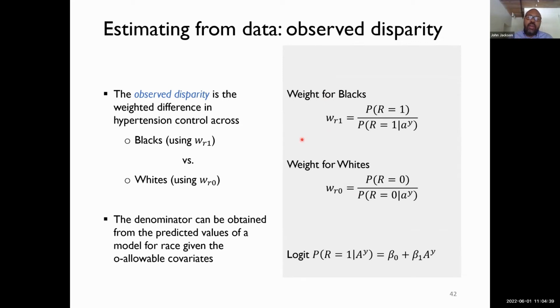So we can estimate the observed disparity by comparing mean outcomes for Blacks versus whites using regular stabilized inverse probability weights. The catch is that the weights just adjust for age and sex, the outcome allowable covariates. So this achieves our direct standardization.